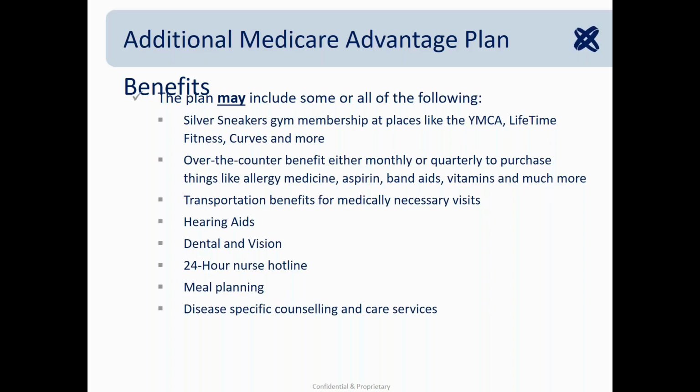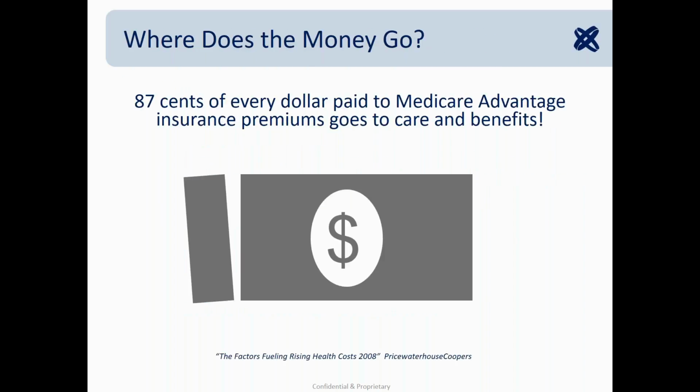Sometimes there's transportation benefits for medically necessary visits, hearing aid benefits, dental and vision, a 24-hour nurse hotline, meal planning, and disease-specific counseling and care services can be included with Medicare Advantage plans. So where does the money go? For every dollar that's paid to a Medicare Advantage plan, 87 cents of every dollar goes to care and benefits.